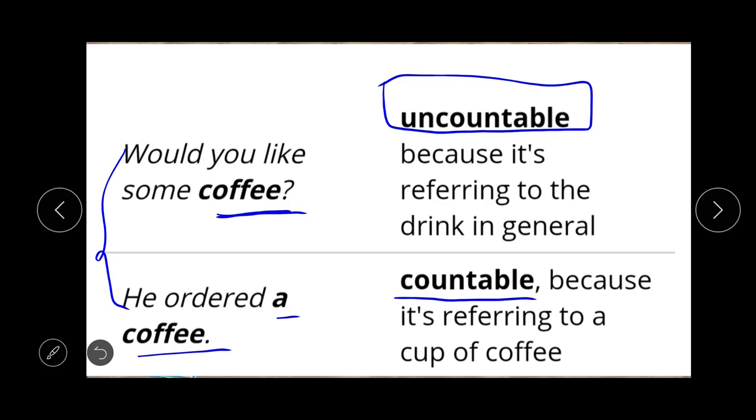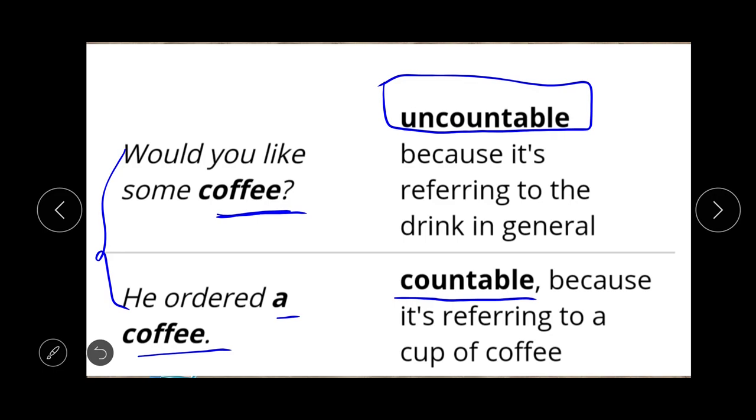So a coffee means you will not give a coffee bean to someone, right? You will give a cup of coffee. That's why here it is referring to a cup, and we can count the cup, 1 cup, 2 cups like this. That's why it is countable. So student, I have shown this example to you because I gave this kind of sentence in your last online test, and some of you made mistakes here.